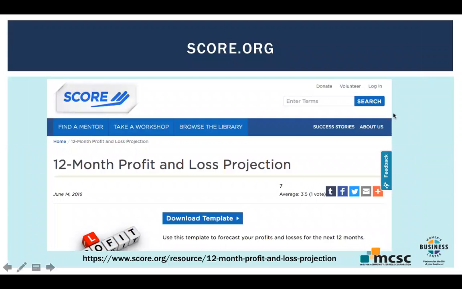I want to point you to a great resource. So I hope that was helpful for you, looking at a profit and loss and an income statement. I think a very valuable resource if you're doing this on your own, or you're just trying to make some very beginning budgets and test these numbers out for yourself. You don't have a bookkeeper, you're not working with a CPA yet. Score.org is a great website.